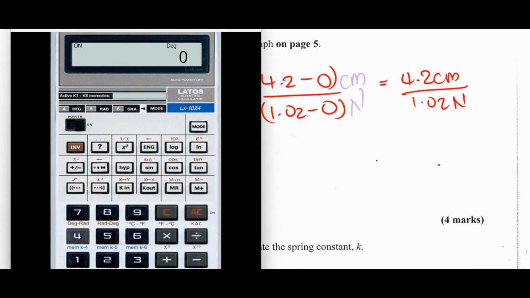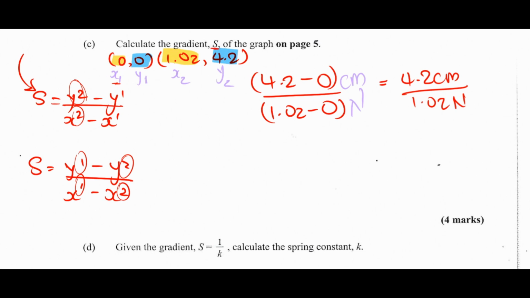Put that in your calculator. 4.2 divided by 1.02 is 4.12. Seeing that the number after the second one is 5 or greater, you add 1 to the number at which you're going to stop. In this case I'm stopping at 1, so I raise it by 1, which makes it 2. So 4.12 is what I'll write. 4.12 centimeters per newton is my gradient S.